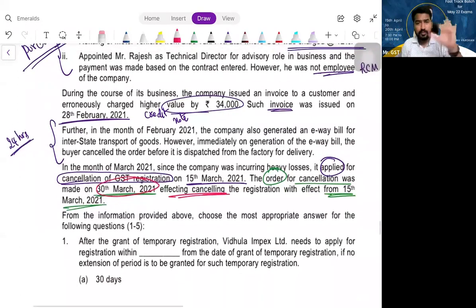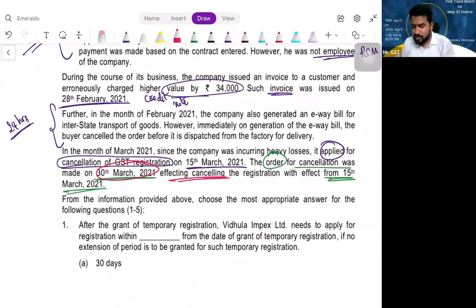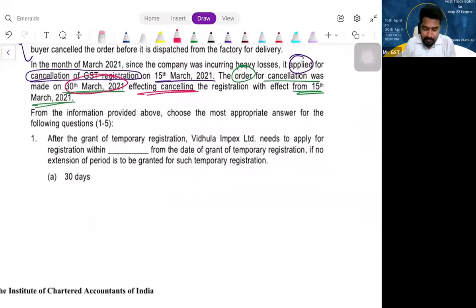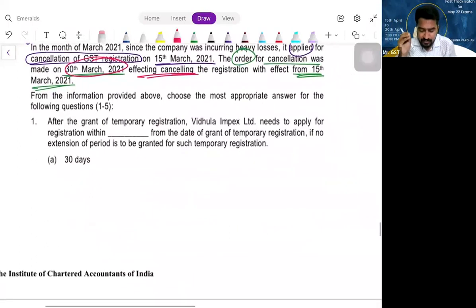That is what the ITC test should be. From the information provided above, choose the most appropriate answer. They are not asking you to give the right answer, but the most appropriate answer. So, first of all, the first question. What is the first question?